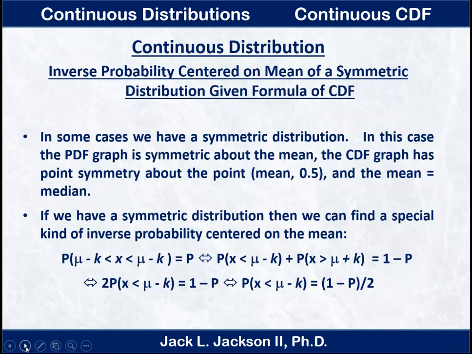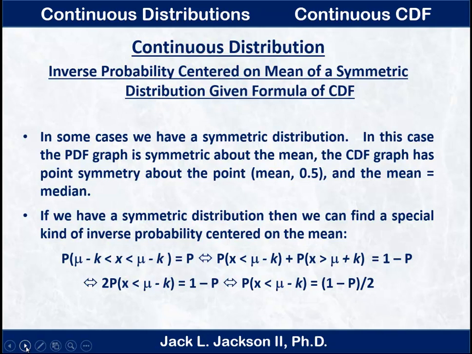Now, there is a special case of a type of inverse probability that we sometimes like to find too, but it's a very special situation where we have a symmetric distribution. Symmetric distribution means that the PDF graph is symmetric about the mean, and the CDF graph will have point symmetry about the point (mean, 0.5), and the mean and median will both be the same thing in a symmetric distribution.